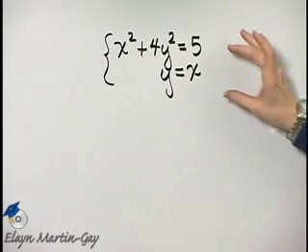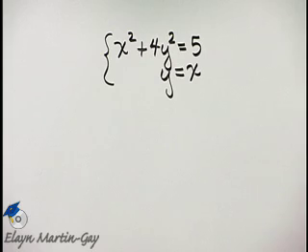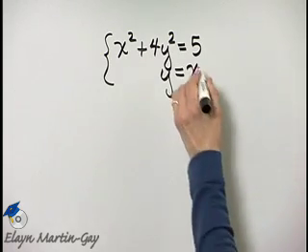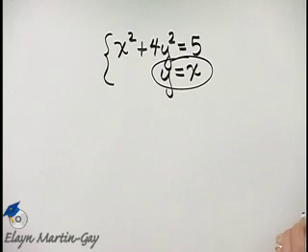Let's solve this system of nonlinear equations. I think I can do it by the substitution method. Notice this tells us that y is equal to x. So don't forget, all your ordered pair solutions should have the same x and y value.